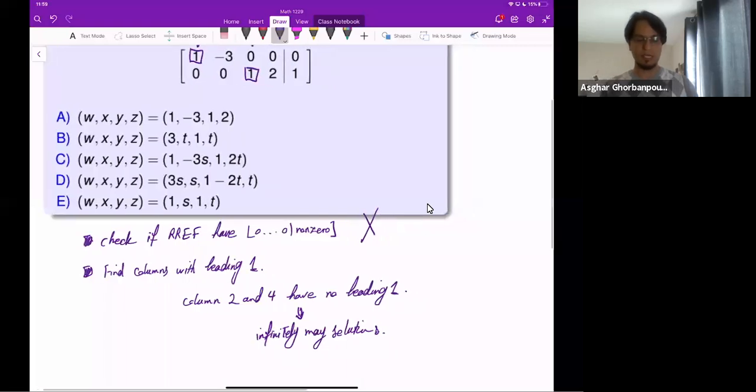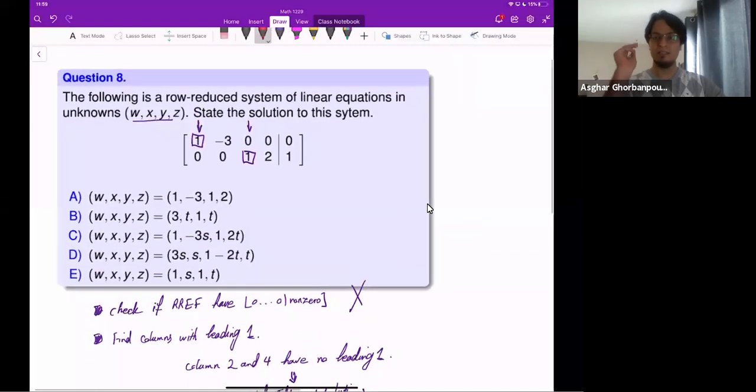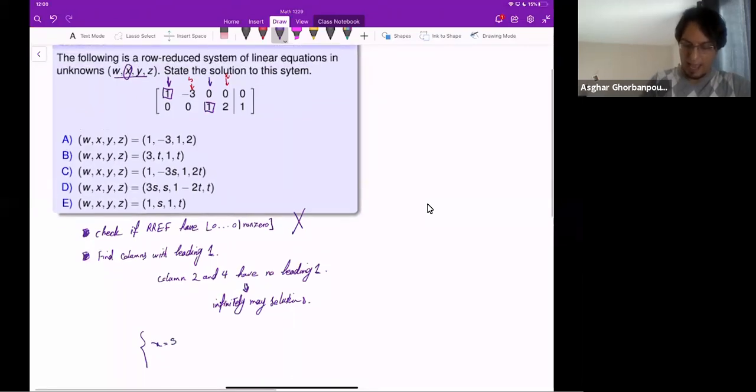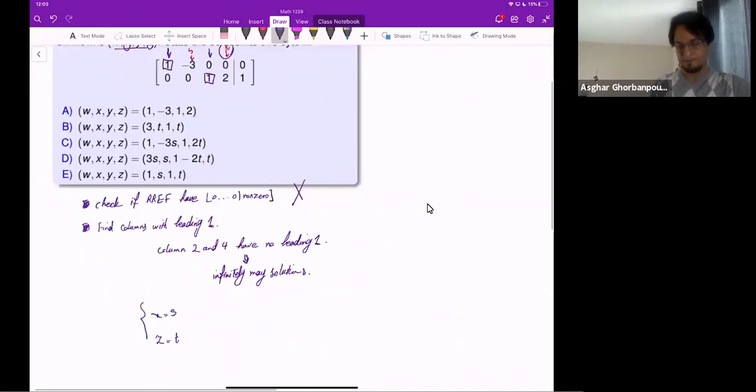How do we find those solutions? For a system with infinitely many solutions, what you do is first assign parameters to the columns without a leading one. Here, I assign S to this one and T to this one. You could do any order you like, just S and T. What I have done is assign the second variable, which is X, so X is S. And the fourth variable here is Z, so Z is equal to T.